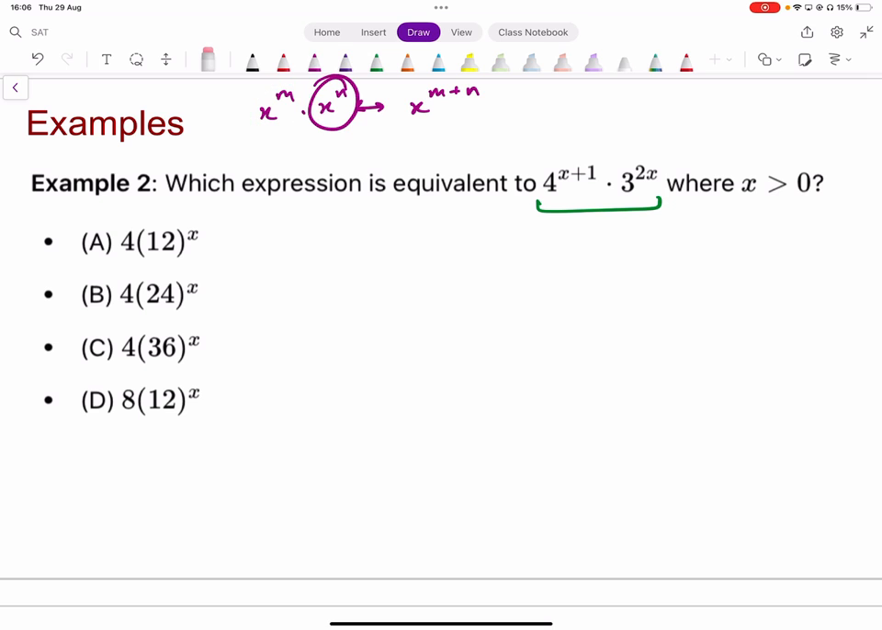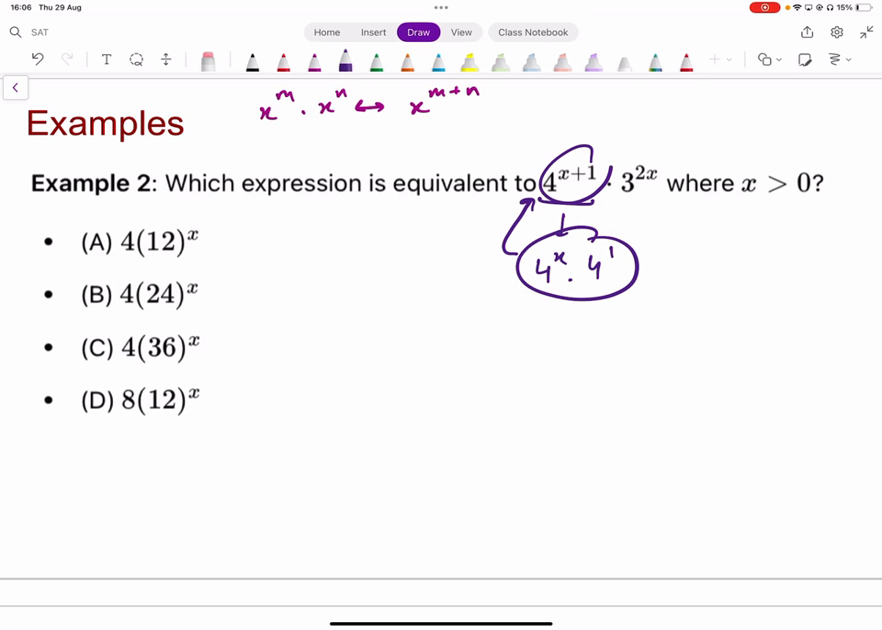Now, how is that applicable here? This is 4 raised to the power x plus 1. You can actually break this thing down to two parts. How would you do that? 4 raised to the power x multiplied by 4 raised to the power 1. Is that okay? Because when you simplify this, it gives you this thing back, 4 raised to the power x plus 1. So you can split that like this, 4 power x into 4 power 1. This is what you get. And here you have 3 raised to the power 2x.